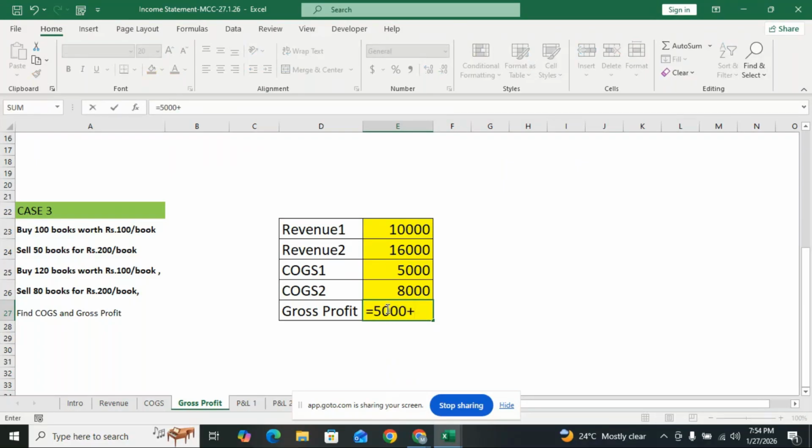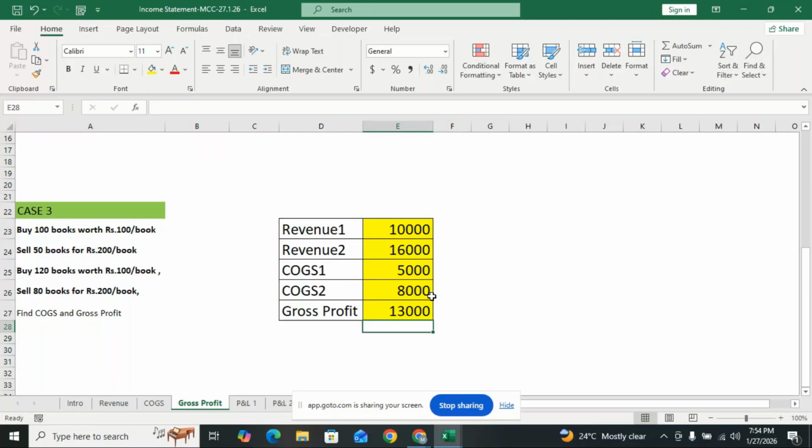Plus case 2, 16,000 revenue 2 minus COGS 2 is how much? It is 8,000. So who gave me the right answer as 13,000? They are the winners. Yes, this is the right answer. So carefully you have to solve it without getting confused. If you've made a mistake, you can just rectify it now.